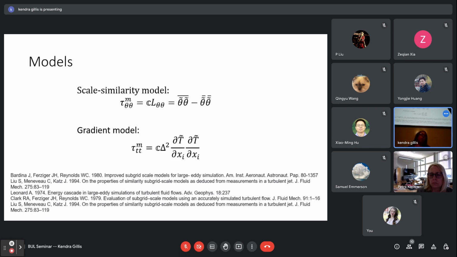So these are the models that we're using for tau. And there's lots of references because we did not design these models. We found these models from other people. So there's the scale-similarity model and the gradient model. And so these are just two models that we'll be able to put our data into in order to build the model for the Navier-Stokes equation. And then later there'll be a posteriori testing where they'll put it into an LES and test how well these models run. But right now we're just finishing building these models.